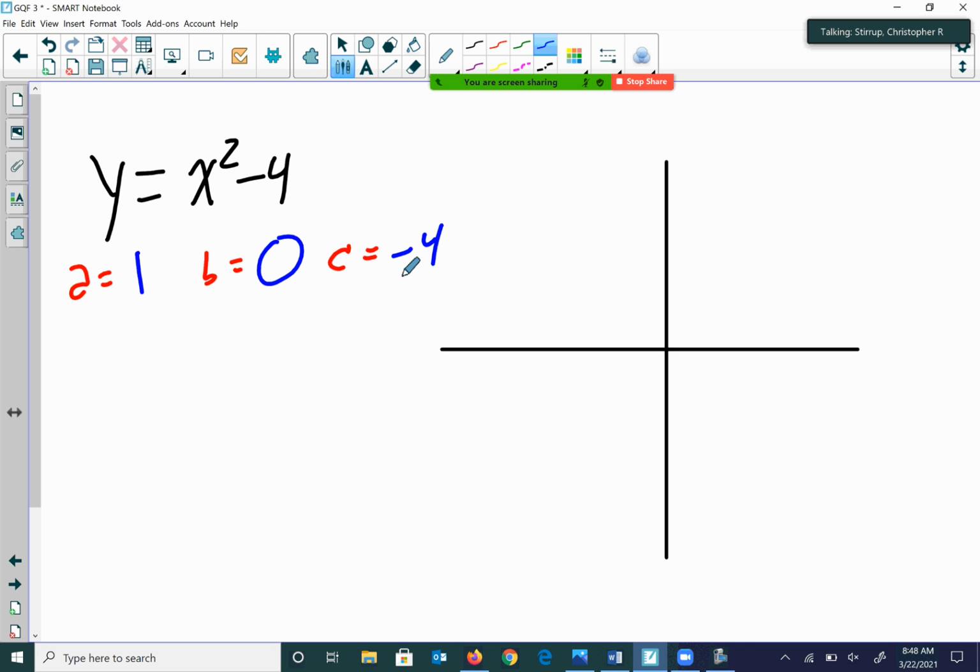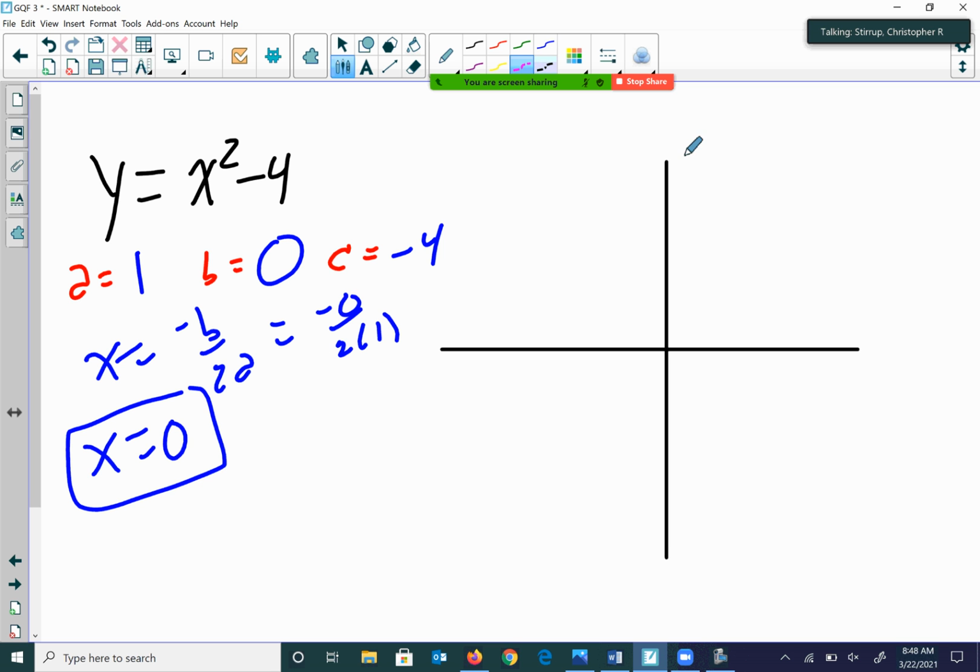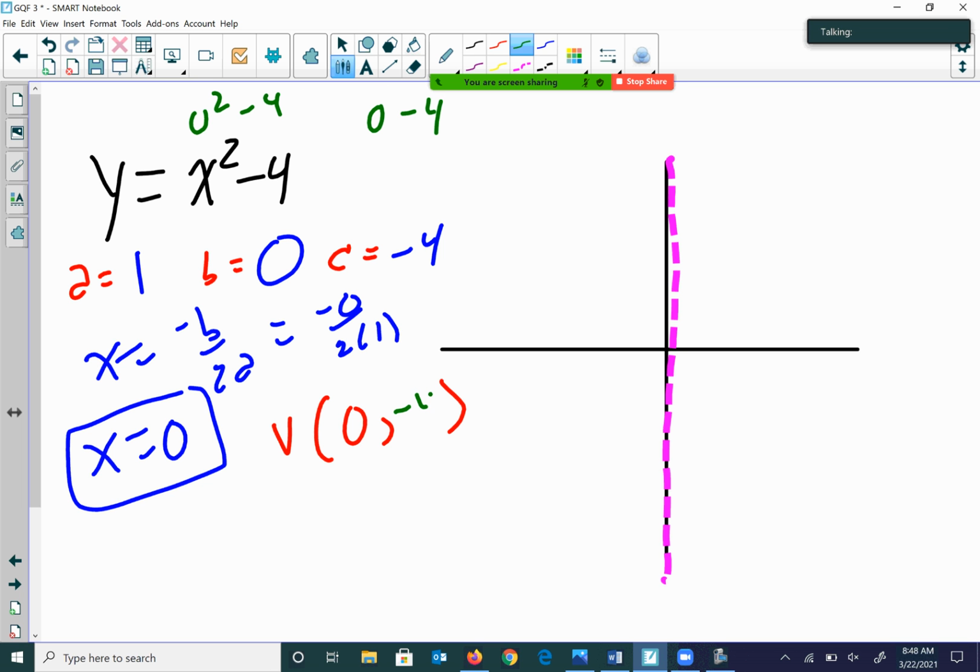Notice I don't have an x term, that's my b value, it's attached to x. So I get x equals negative b over 2a, which is negative 0 over 2 times 1. Oh, it gives me an axis of symmetry of 0. That's fine. That just means the y-axis is what we're looking at. All right, so let's find the vertex. So I get 0, comma, something. We'll plug 0 in. So I get 0 squared minus 4. 0 squared is 0. 0 minus 4 is negative 4. 1, 2, 3, 4.